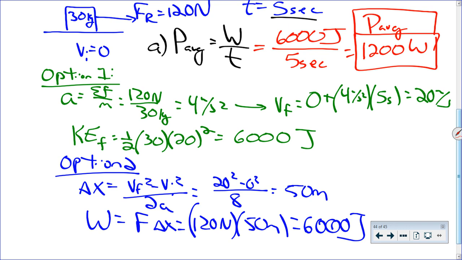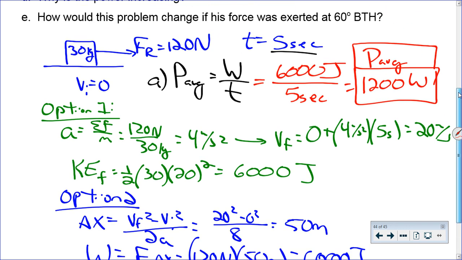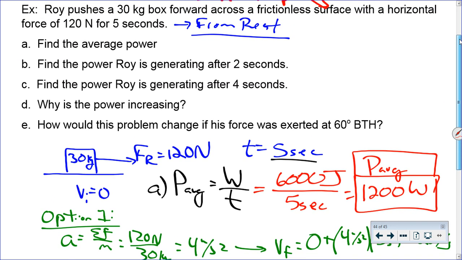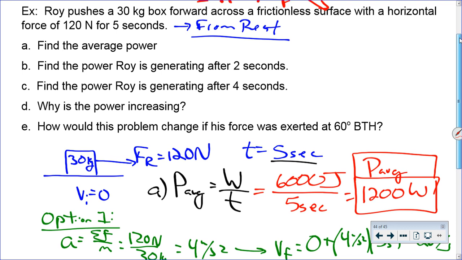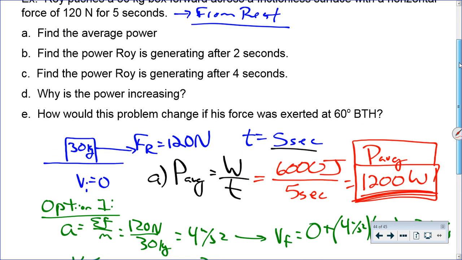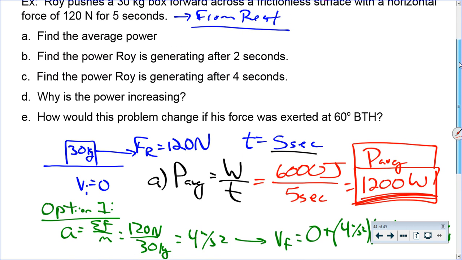Now, parts B and C say to find the power Roy is generating after 2 seconds and after 4 seconds. So again, the average is how much energy you gain per second on average, but because the speed increases, the amount of energy you gain per second gets bigger and bigger as you go faster and faster. So, find the power Roy is generating after 2 seconds.